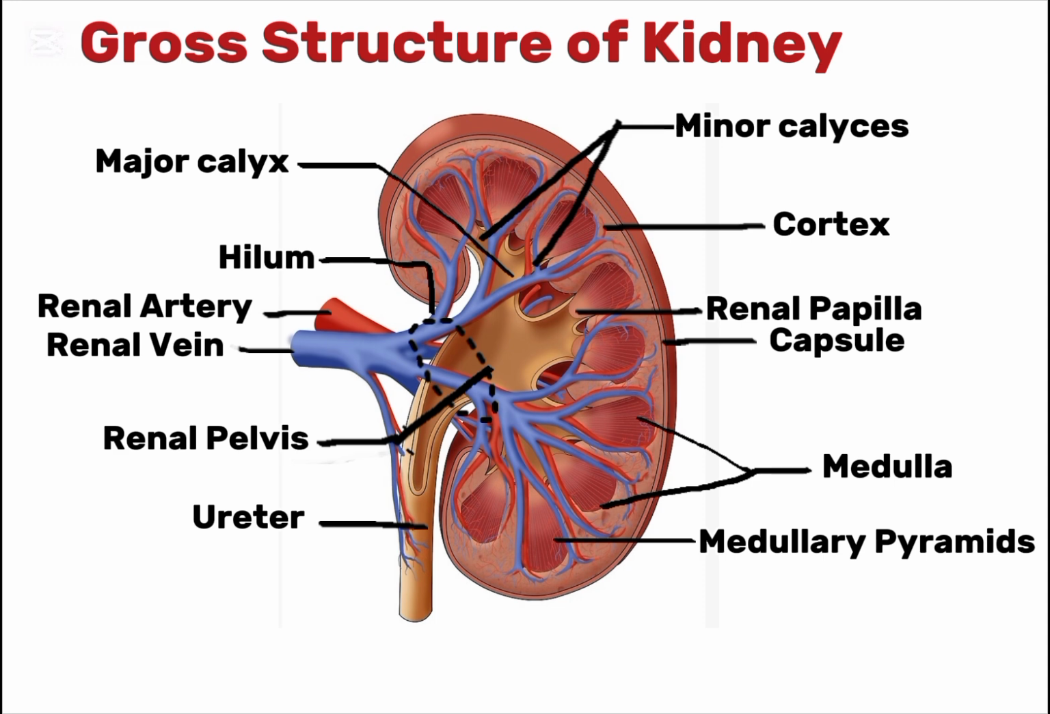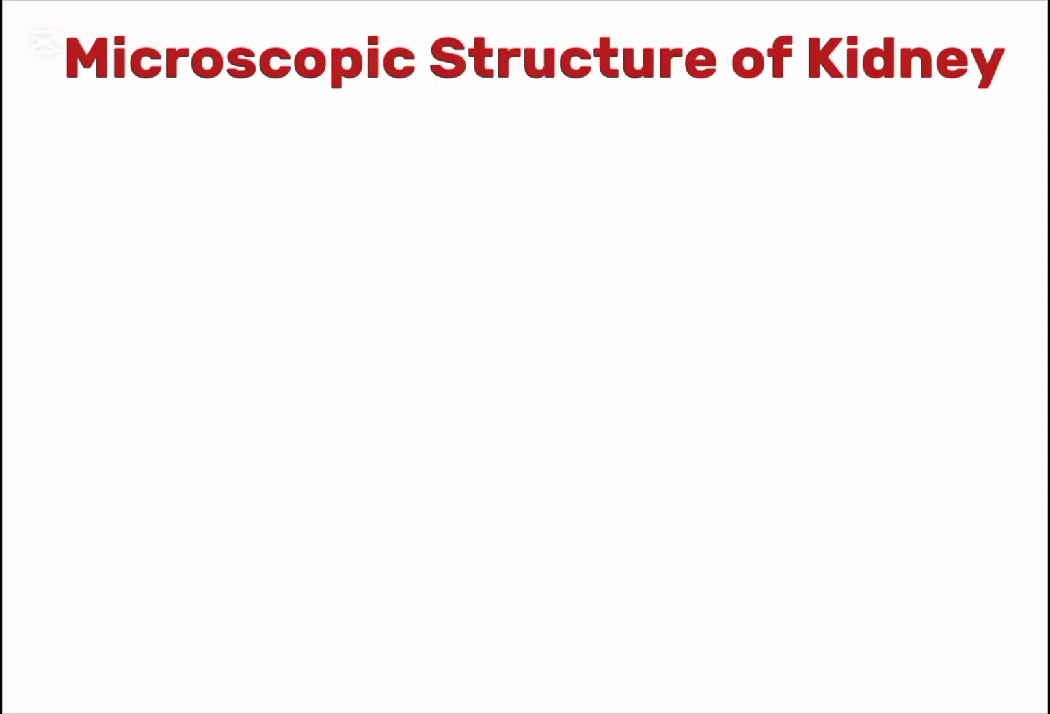Walls of the calyces and the renal pelvis are lined with the transitional epithelium and contain smooth muscles. Peristalsis means intrinsic contractions of these smooth muscles propels the urine from the calyces, renal pelvis and ureter to the urinary bladder. Now we will talk about the microscopic structure of a kidney.